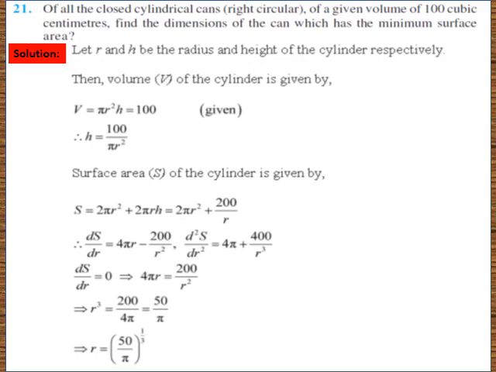So putting the value of h in this one, we will get S equals to 2 pi r square plus 200 upon r. So finding dS upon dr, we will get dS upon dr equals to 4 pi r minus 200 upon r square, and the double derivative, that is d2S upon dr2, as 4 pi plus 400 upon r cube. So putting dS upon dr equals 0, we obtain the value of r as (50 upon pi) whole power 1 upon 3, taking the cube root.